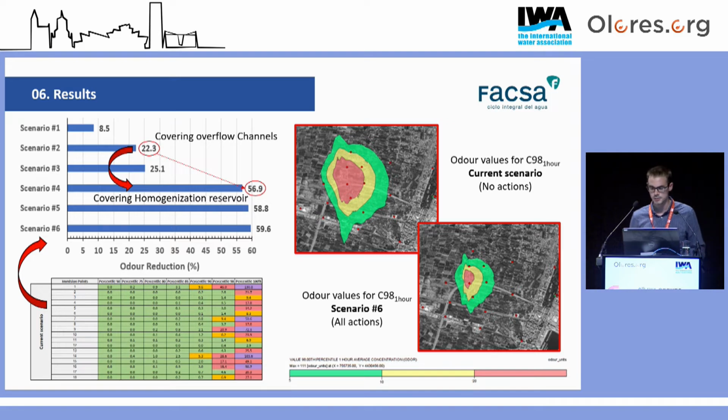On the other hand, we also have a graphic which shows how the odor emission is being reduced as long as we are covering all the different processes. So we can start from an 8.5% reduction and lead until a 59.6% reduction, depending on which processes we are covering.